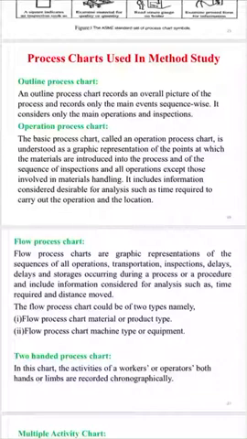Okay, so charts also have types, that is, the first one is macro and the second one is micro. For macro charts there are also 4 to 5 charts: the first one is outline process chart, second is operation process chart, third is flow process chart, fourth is multiple activity chart. And in micro charts there is one type, that is SIMO, simultaneous operation chart. Okay, and in diagrams there are two types, that is string diagram and flow diagram.